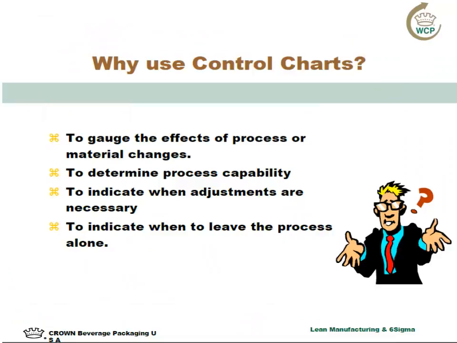Crown uses control charts for a variety of reasons. The most widely used purpose is to determine when a process needs to be adjusted and when it needs to be left alone. Control charts show the operator whether or not action is required. Just as important as the control chart telling the operator that an adjustment is needed, it also saves the operator time by showing that no action is needed and to leave the process or piece of equipment alone.